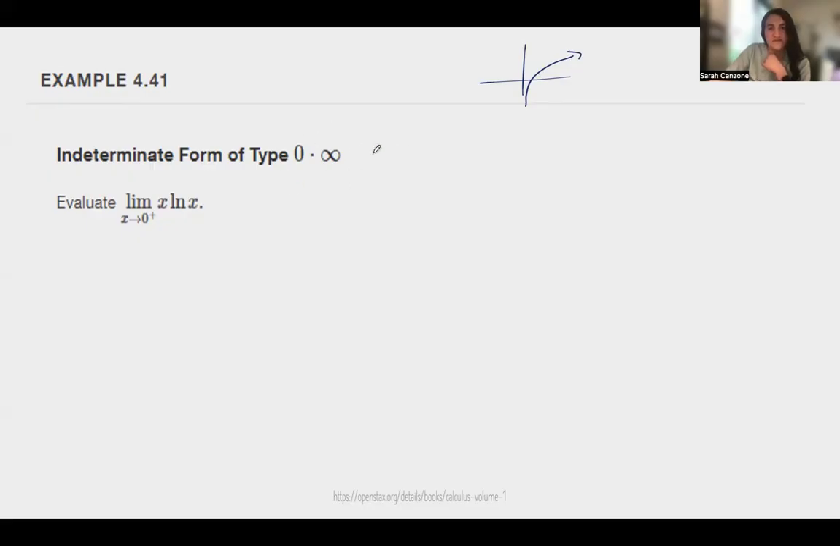So we have 0 times infinity form, which is a type of indeterminate form. Because we have indeterminate form, we can use L'Hopital's rule. But L'Hopital's rule says that we can only have the limit as x goes to a of f of x over g of x. And you notice here we have what appears to be a product. And L'Hopital's rule says nothing about a product.